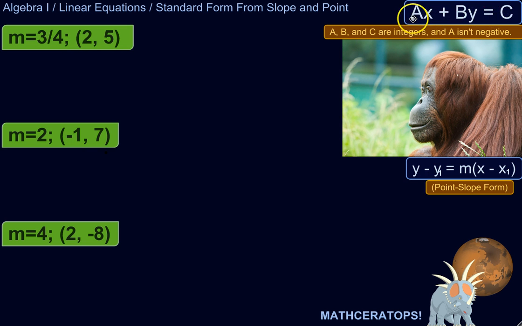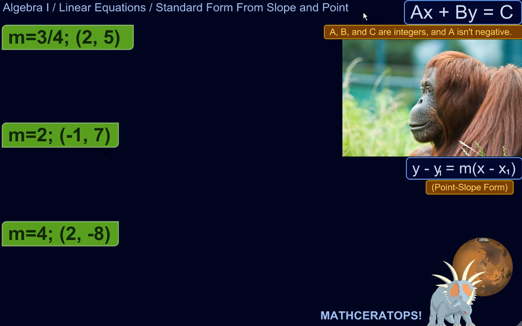It's some integer times x plus some other integer times y equals some integer. And it's nice when a is not negative. If a happens to be negative when you're working on these things, you can always flip the signs of everything and make it positive. It's just nice. It's good style.